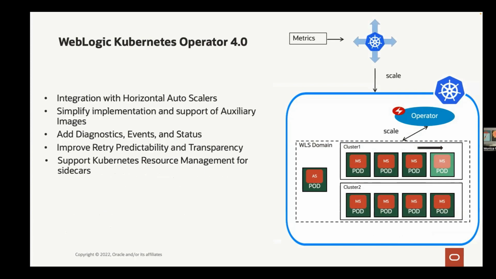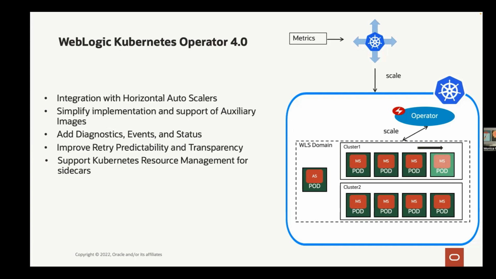Yes, this week we just released operator 4.0. This version of the operator has some very exciting new features. It integrates with horizontal autoscalers so that you can scale individual clusters in the WebLogic domain by using metrics. Those metrics can be Kubernetes metrics, can be WebLogic metrics.